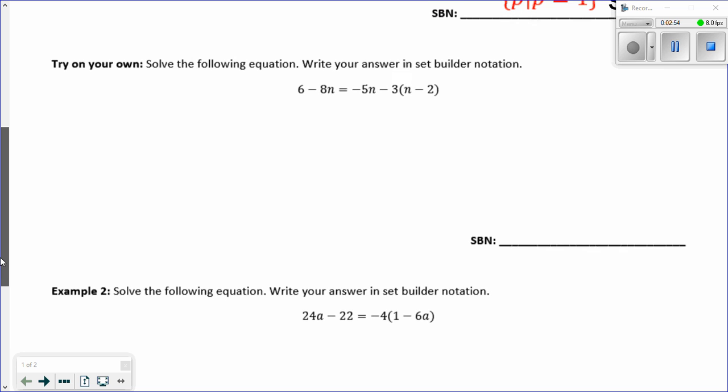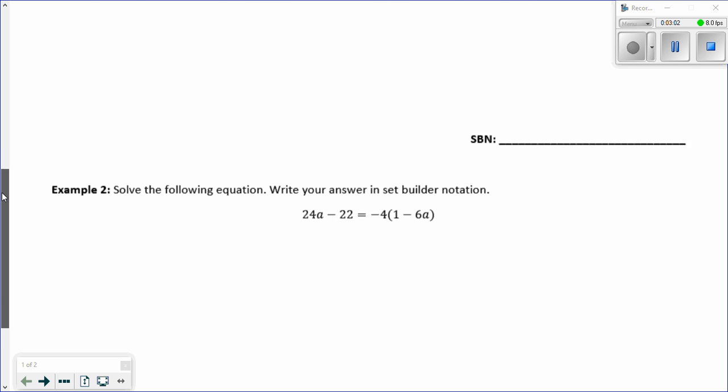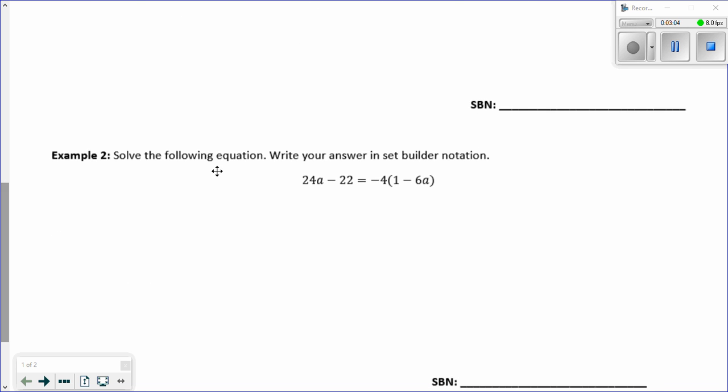And then you guys are going to try this one on your own. So same rule, just go ahead and use set builder notation. You can pause the video and do it now, or come back to it later. Example 2, solve the following equation, write your answer in set builder notation.